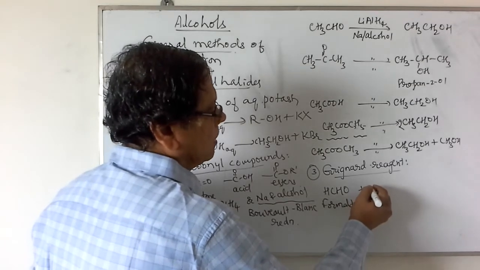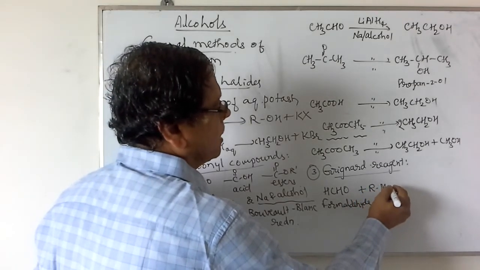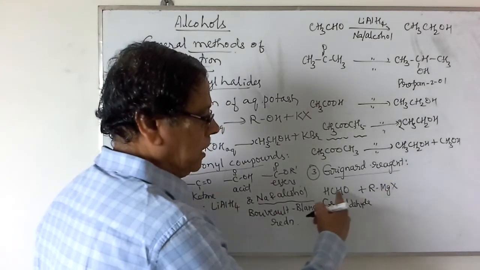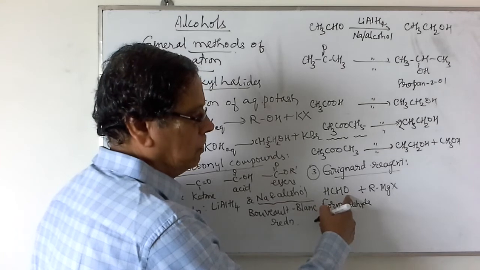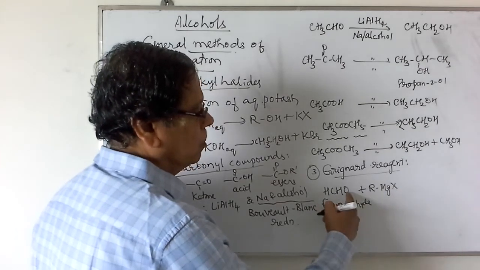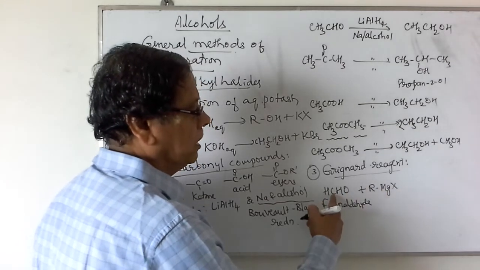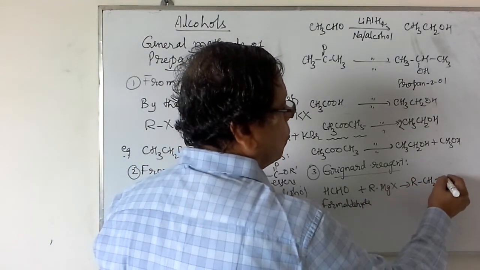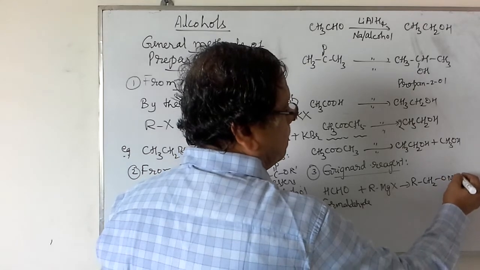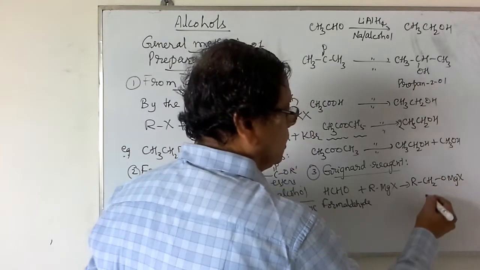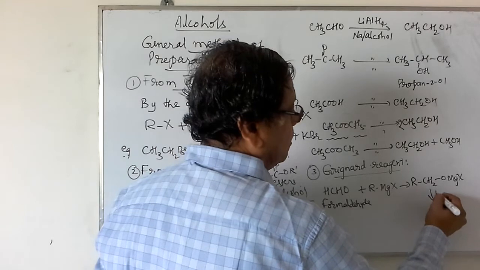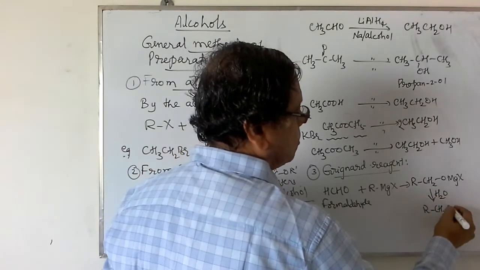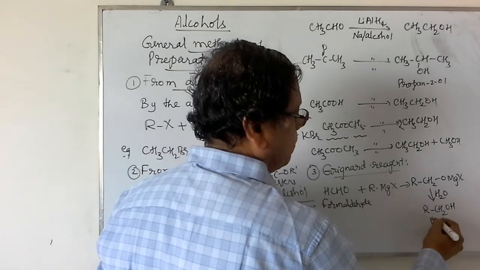If you take any Grignard reagent RMgX, this R group will undergo addition reaction to the carbonyl group, so that MgX will go to the oxygen while the R group will go to the carbon. So we will get RCH2OMgX, an intermediate compound. When treated with water, it will give rise to the corresponding alcohol, that is, a primary alcohol.